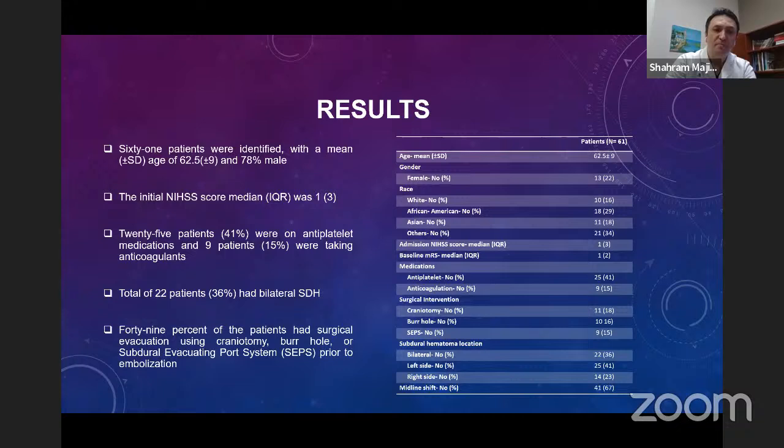So we identified 61 patients during this time period who were treated by this technique. The mean age was 62. 78% of them were male. Their initial NIH stroke scale score was 1. 25 patients were on antiplatelets and 9 patients were on anticoagulants. A total of 22 patients had bilateral subdural hematoma. 49% of the patients had surgical evacuation using either craniotomy, burr hole, or subdural evacuating port system prior to embolization.